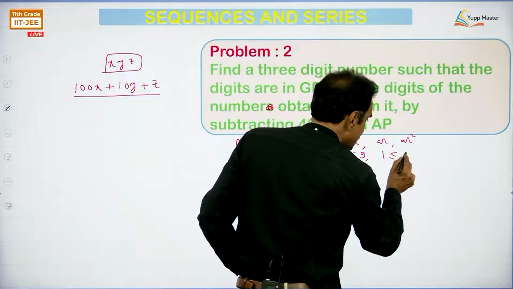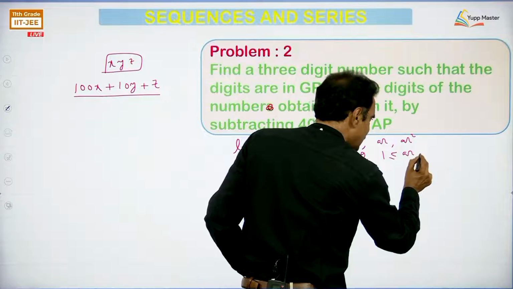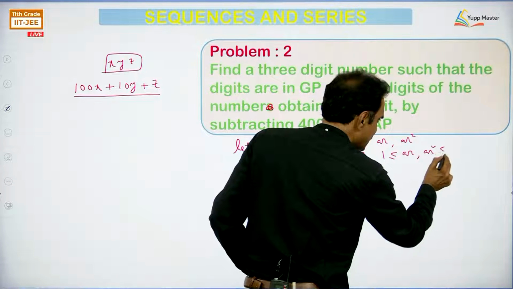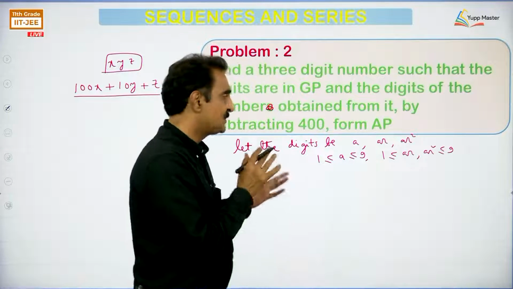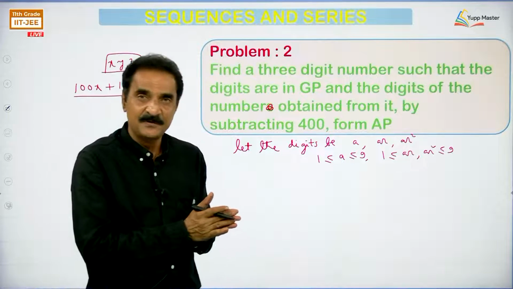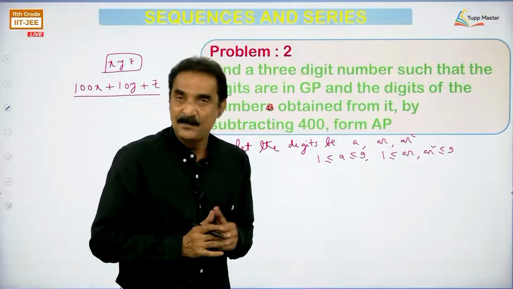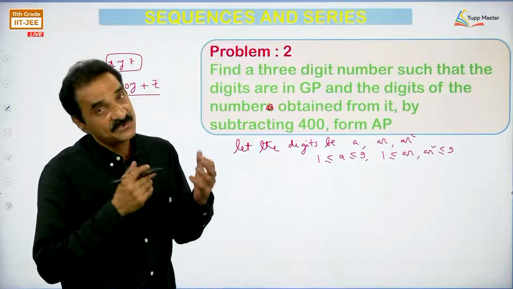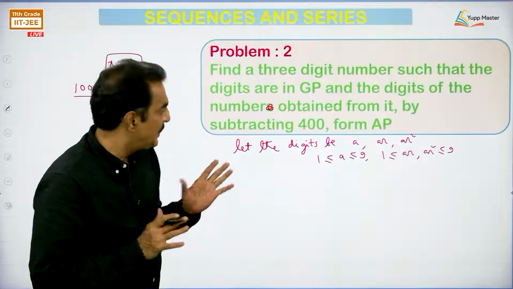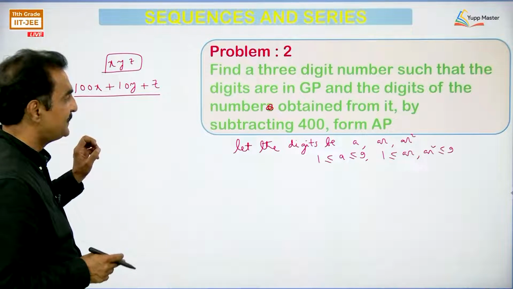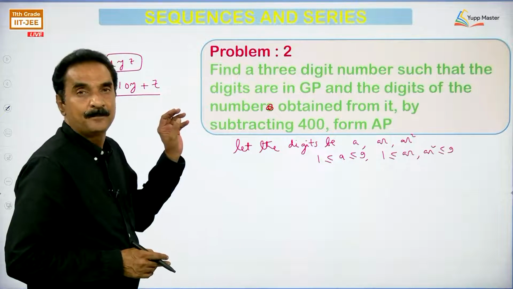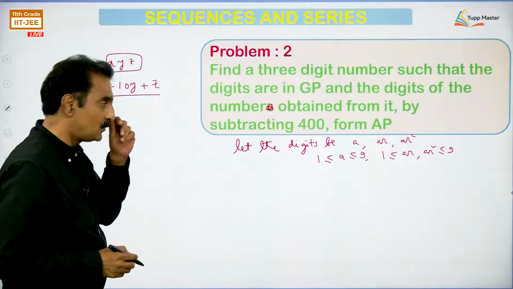One is less than or equal to a, and even ar square is less than or equal to 9. So a is a positive integer between 1 and 9, and ar is a positive integer between 1 and 9, ar square also. Okay. Now let us proceed. What is the value of this number now?